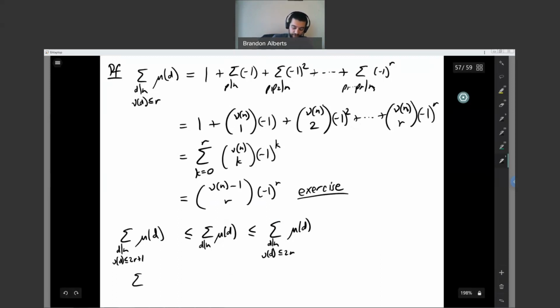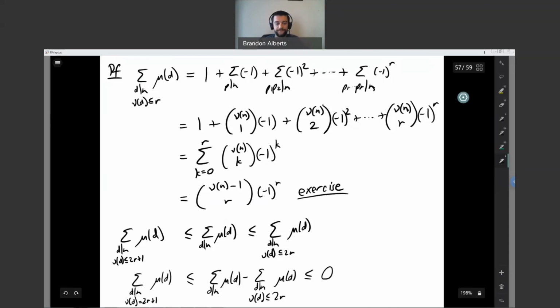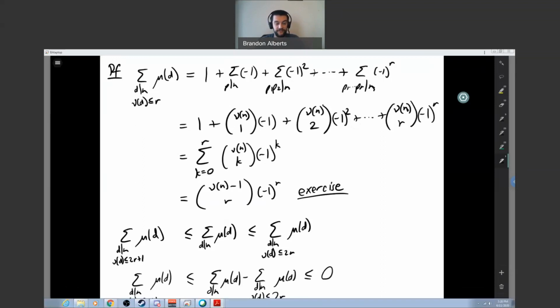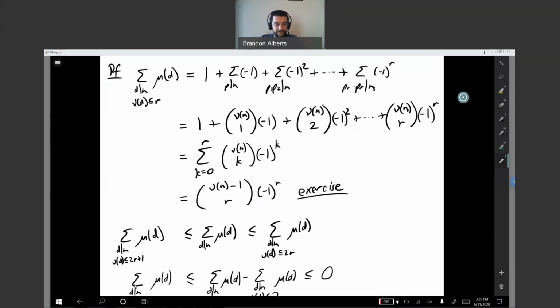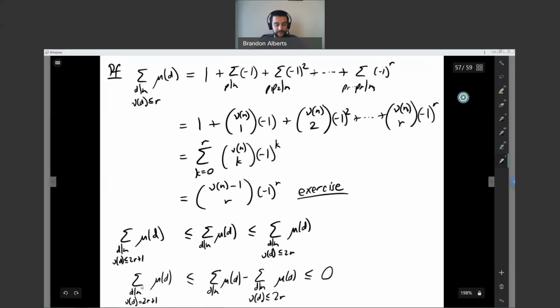So then, if we subtract the far right-hand side from both sides, we get a lower bound of the sum of divisors with exactly 2r plus 1 factors. We get the difference between the sum over all divisors and the sum over a bounded number of divisors, which is bounded above by 0. And that's the proof. The sum over all divisors minus the sum over a bounded number of divisors in absolute value is no bigger than 1 times the absolute value of this sum.